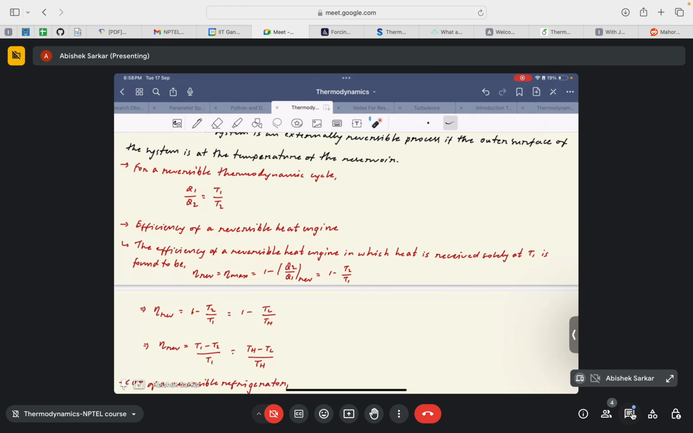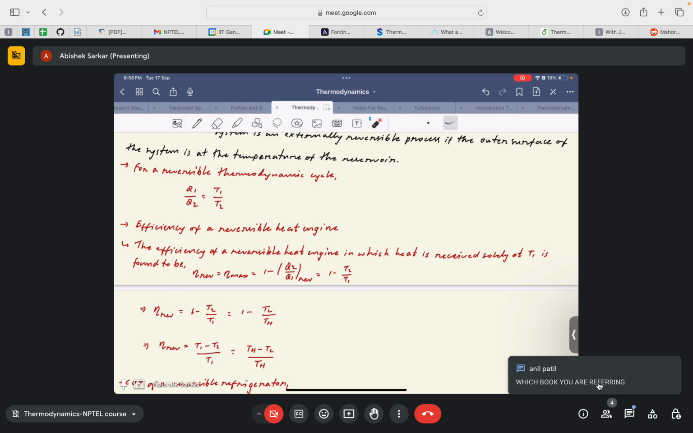Okay, so for a reversible thermodynamic cycle we have the ratio of the heat transfer at higher temperature to the heat transfer at lower temperature. This is basically Q1 by Q2 being equal to T1 by T2.